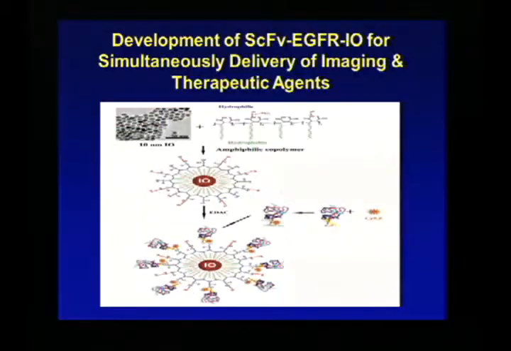Next. So basically now we are using a different nanosystem, iron oxide. This is not gold, and this is a single chain EGFR conjugated. And actually, we are currently working on conjugating the drugs and imaging agents together, so we can see that imaging and drug is kind of monitoring and then treating the cells.